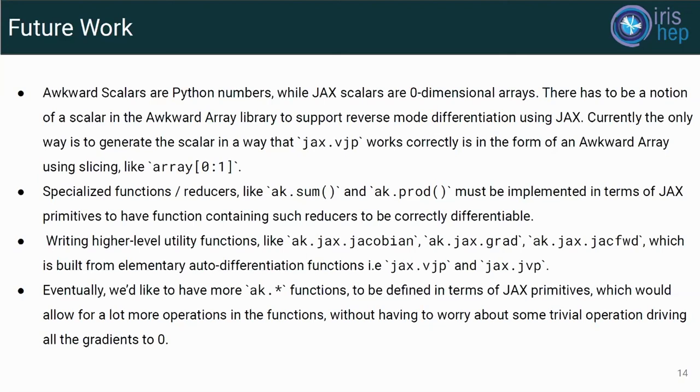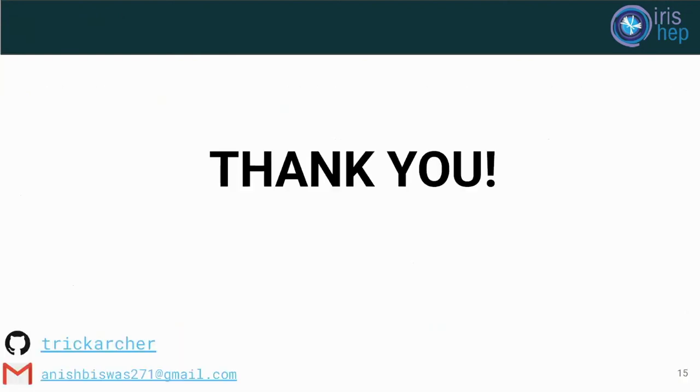A very good example of this is, suppose your function slices an awkward array, but then for some reason you wrap that slice into an awkward array again. What happens is that it drives the entire gradients to 0, because we know that ak.Array is an identity function. However, Jax doesn't know that, so as a side effect, it just drives everything to 0. But if you just take the slice, it will be fine. Yeah, that's one thing we need to do. And yeah, thank you. That was my IRIS-HEP project. Thank you for your attention.